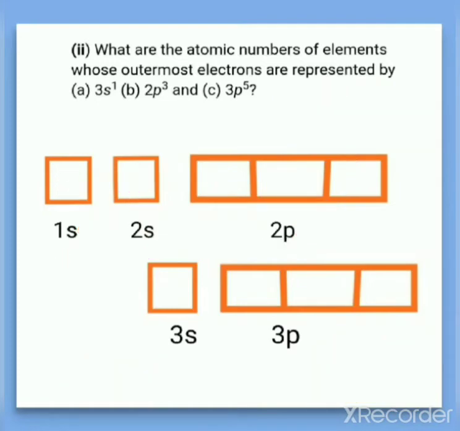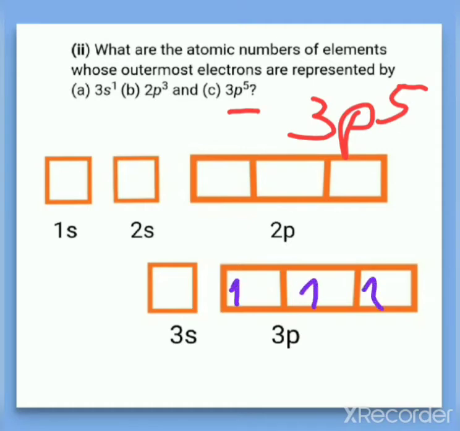Next one, that is 3p5. Similarly, you need to fill the 3p orbital. There are 5 electrons in 3p. So we need to fill the 3p with 5 electrons. 1, 2, 3, 4, 5. So there are 5 electrons.